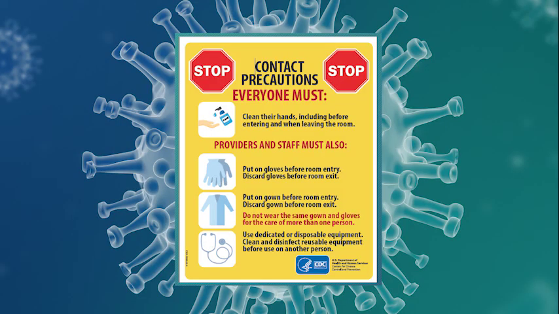So let's go on to transmission-based precautions. The first one we want to talk about is contact precautions. Generally, with this level of precaution, everyone must clean their hands, including before entering and when leaving the area or room. Persons must wear gloves. They should also put on a gown before room entry and discard this gown before they exit the room. If you are going to be using any sort of equipment, whether a stethoscope or any other implement, it must be disposed of if it's disposable, or placed in containers where it can be processed for use in the future.